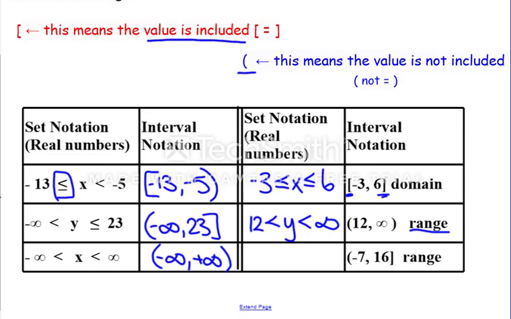And then our last one, a range again, so it's a y. Y is less than or equal to, because of the square bracket, 16, greater than negative 7.